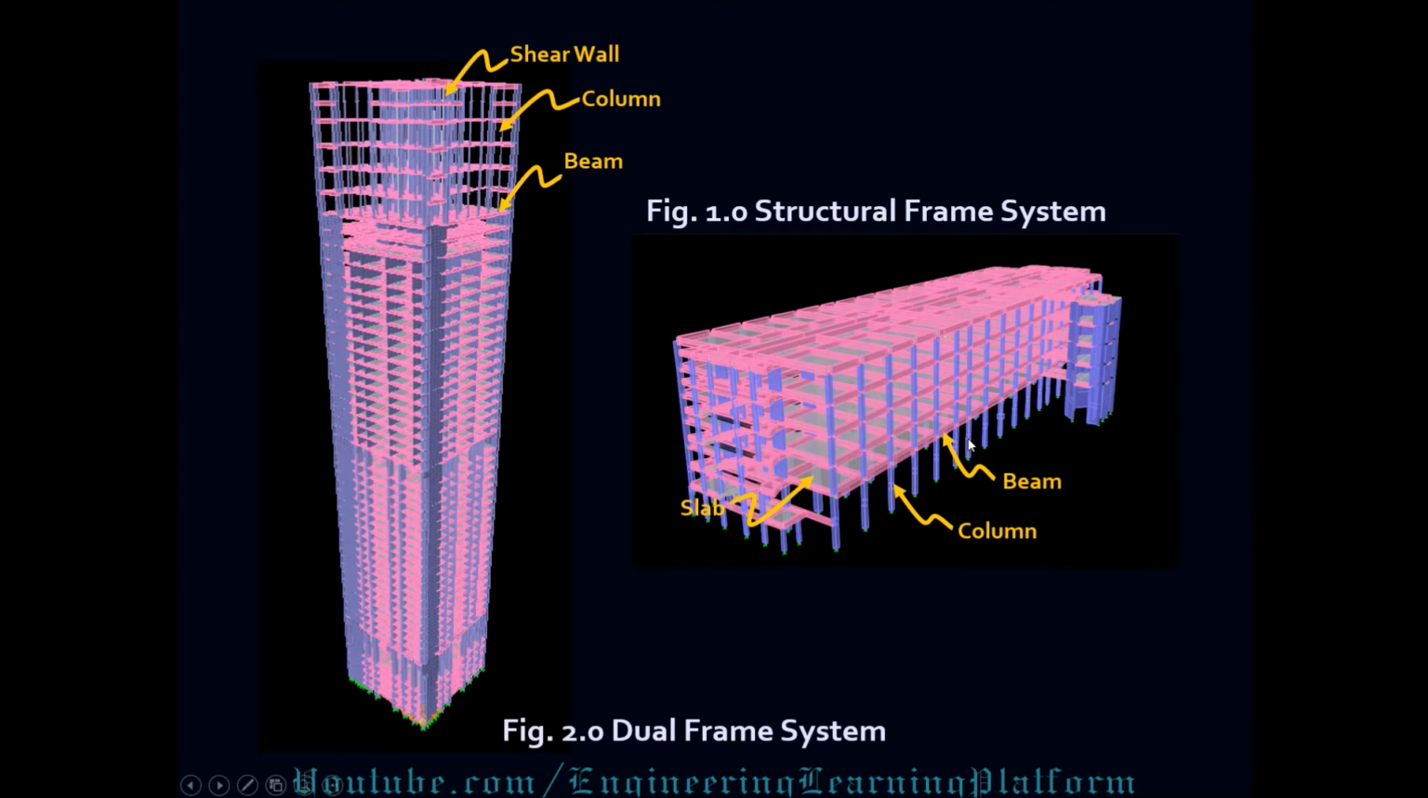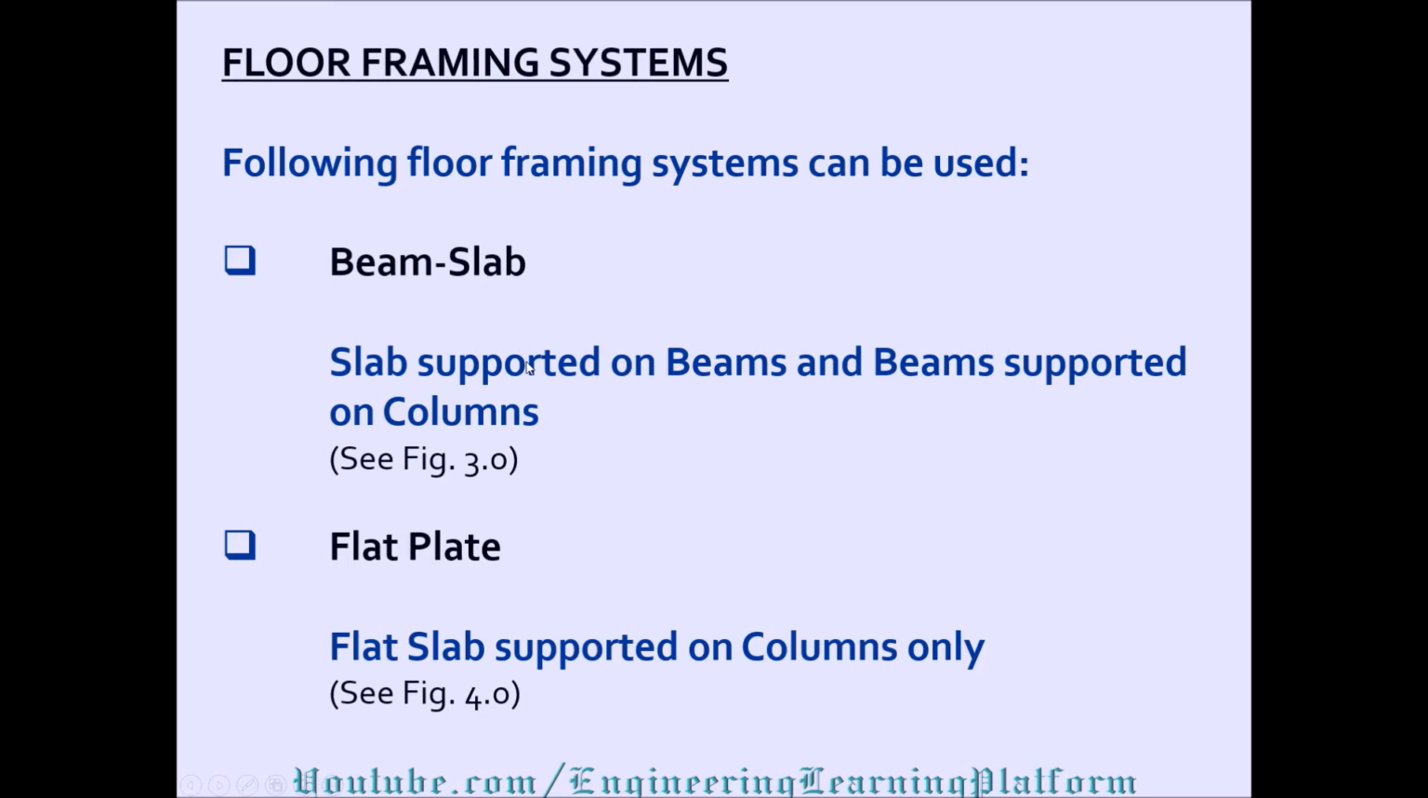A beam is referred to as a structural member in which the axial load is less than 0.1 times Ag fc prime, while a column is a structural member in which the axial force is greater than Ag fc prime divided by 10, according to the ACI code. Floor framing systems.